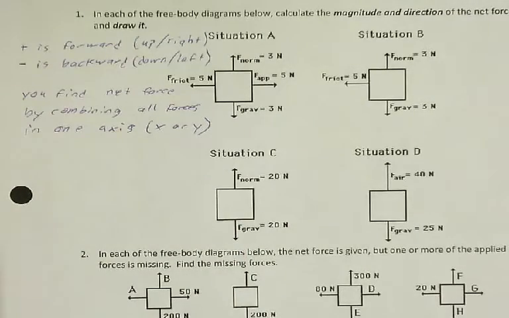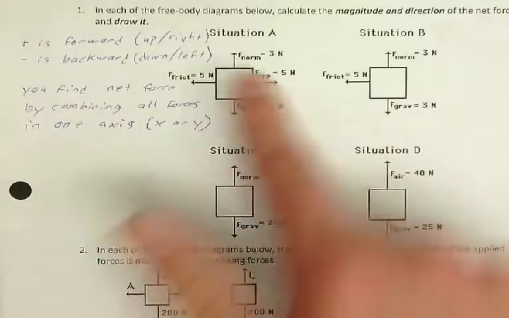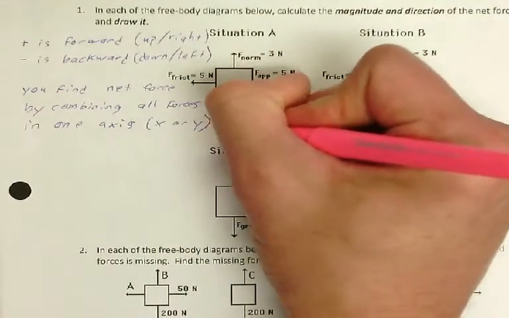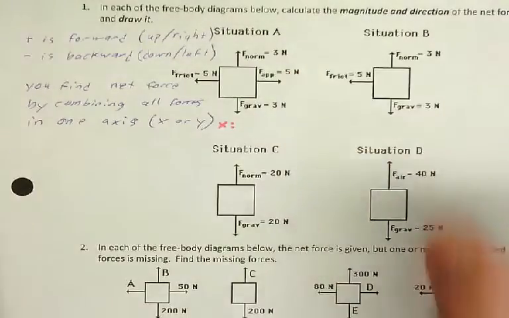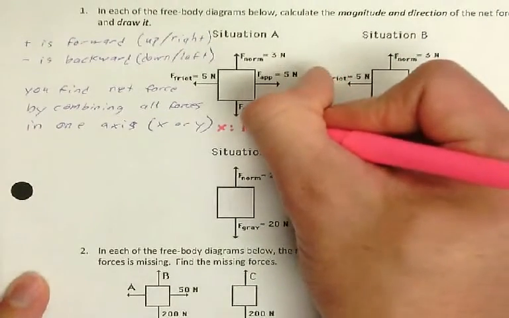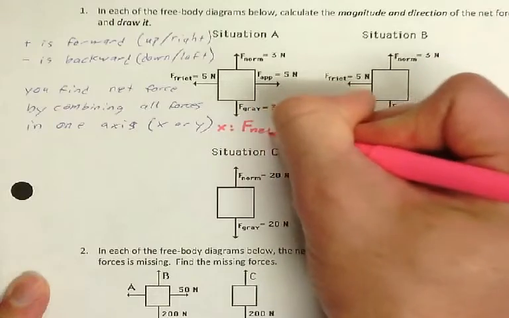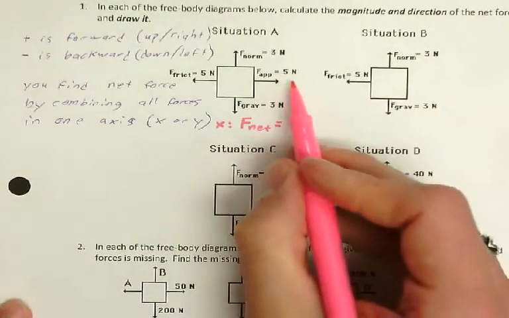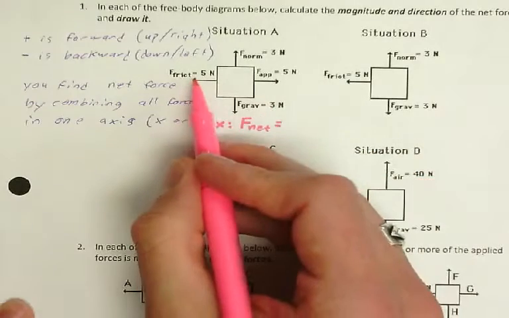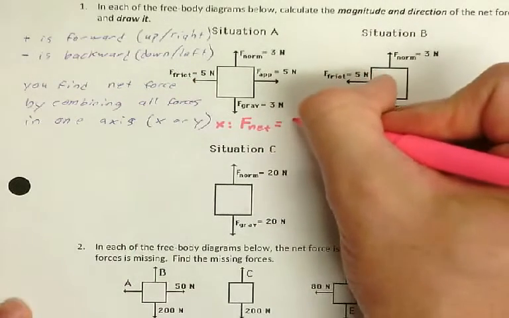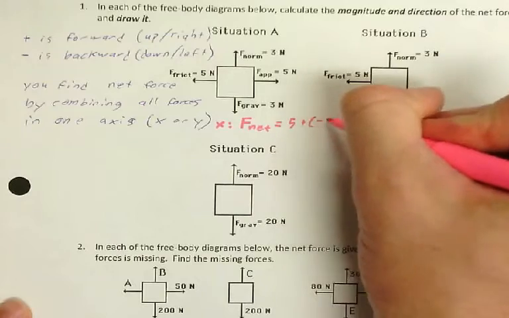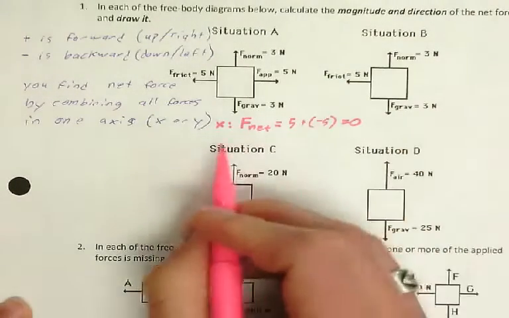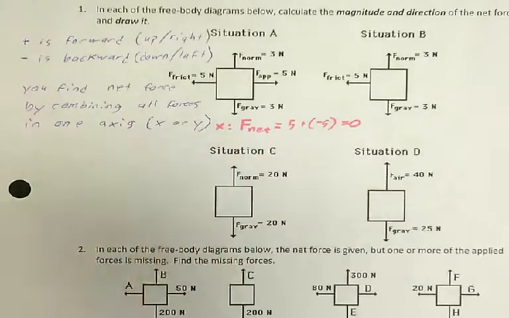There isn't one. Okay? But let's look at situation A. So situation A, I need to find the x and the y net force. So all I do for the net force is I add together all the forces in a direction. So in the x direction, I say net force equals all the forces added together in that axis. And those forces would be 5 plus a negative 5, because that's in the opposite direction. 5 plus negative 5 is 0, so the net force in the x direction is 0.